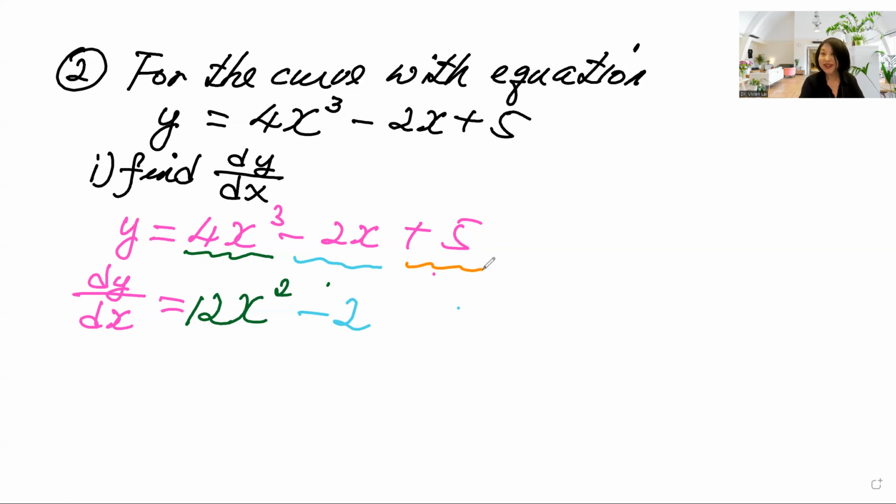What happened to the constant? All right, the last term is a constant. So what is the derivative of a constant? 0. Smart. Right. Do we need to write down the 0 there? No, we don't. So actually, this is your answer of the derivative. Okay, you're done with the first part. Let's go for the second part.